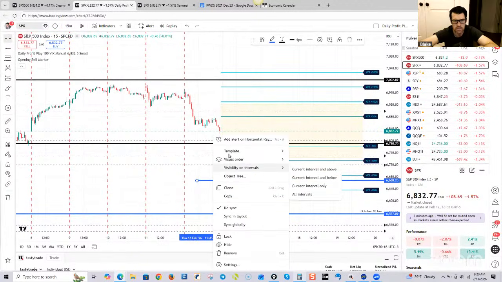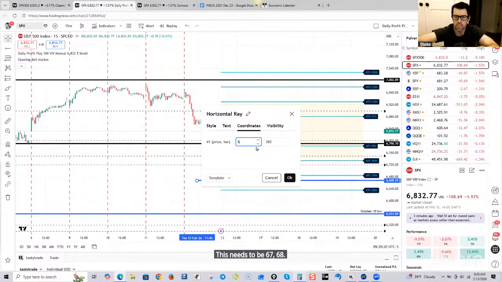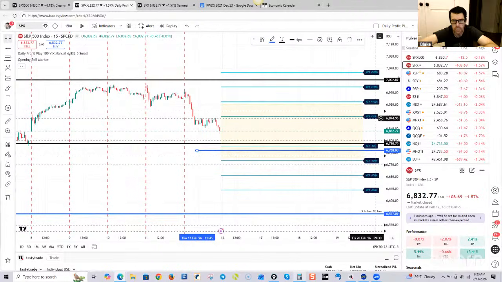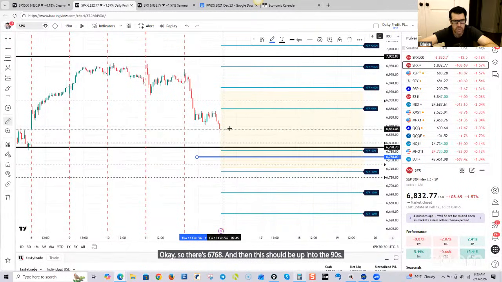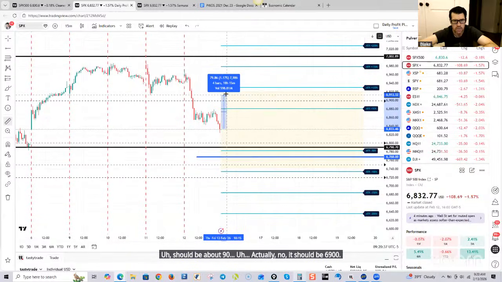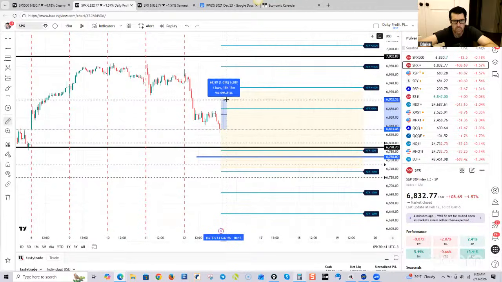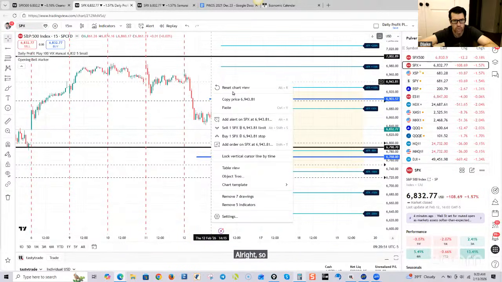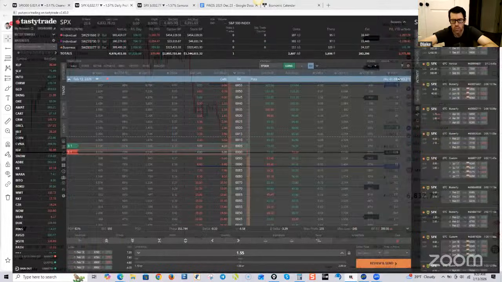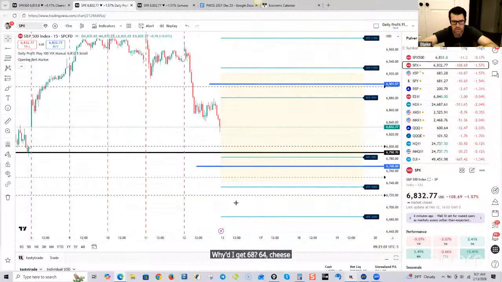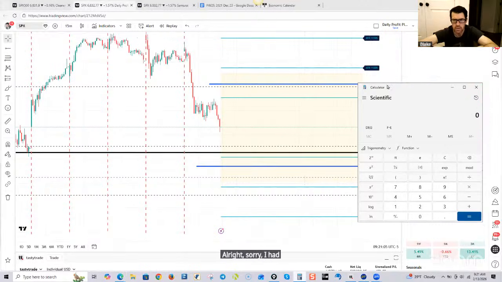This needs to be 6768. Okay, so there's 6768. And then this should be up into the 90s. Actually, no, it should be 6,900. So there's my 60. All right, so right about there in blue should be our market maker efficiency. Why did I get 68? 64. Jeez, oh Pete, dude, do the math. All right, sorry, I had to change this.